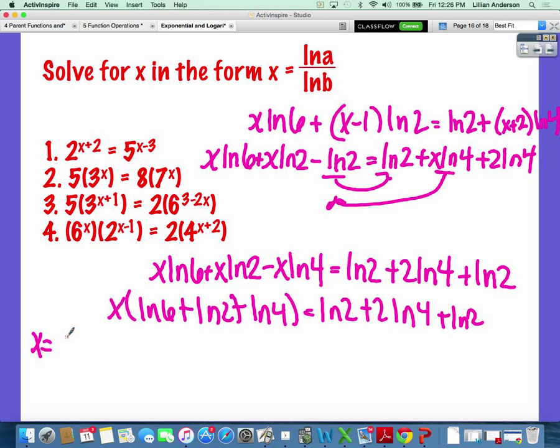Could I combine that possibly? Maybe the other side? Maybe even this I could combine a little bit. Think about it. Those rules of logarithms do apply to ln. 6, 2, and 4 make what? 48. So this is x times the ln of 48, because those laws of logarithms do apply to your ln.